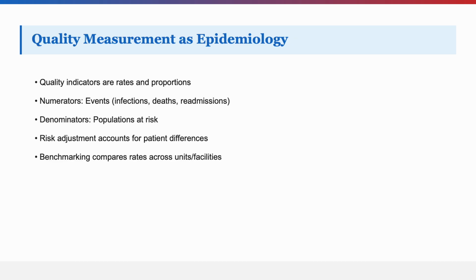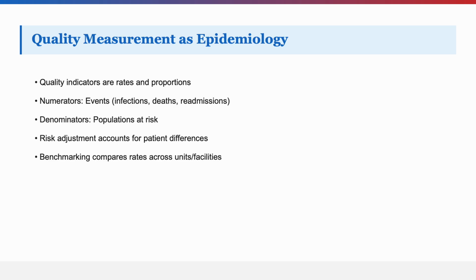Quality measurement is applied epidemiology. Let me make this connection explicit. Every quality indicator is a rate or proportion. Surgical site infection rate. 30-day mortality rate. Hospital readmission rate. The epidemiological concepts you've learned apply directly.